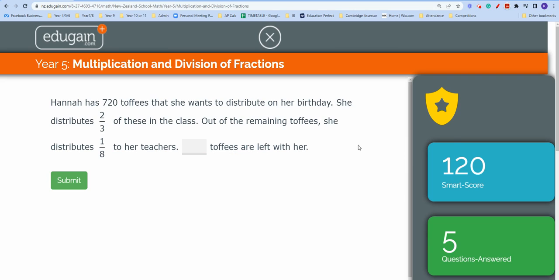Okay, Hannah has 720 toffees that she wants to distribute on her birthday. She distributes two-thirds of these in the class. Out of the remaining toffees, she distributes one-eighth to her teachers. How many toffees are left with her? Sure. So how would we calculate this? What is the process to calculate this?